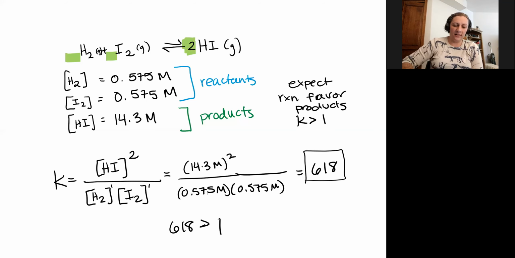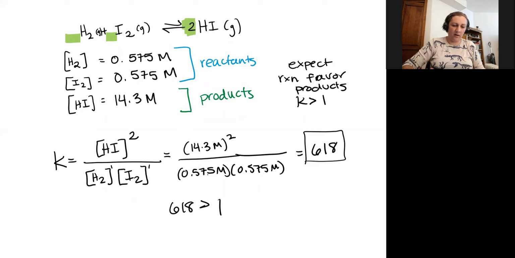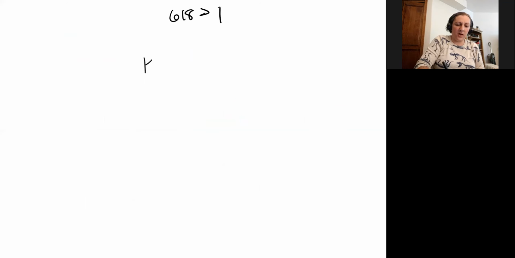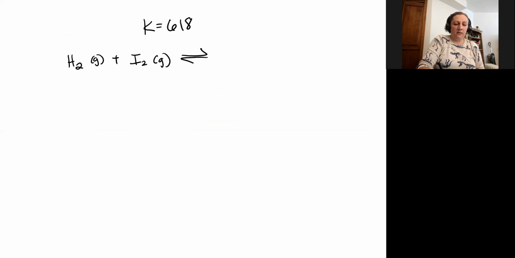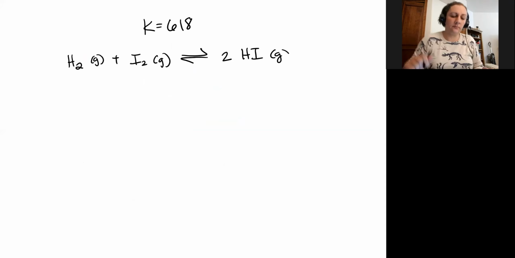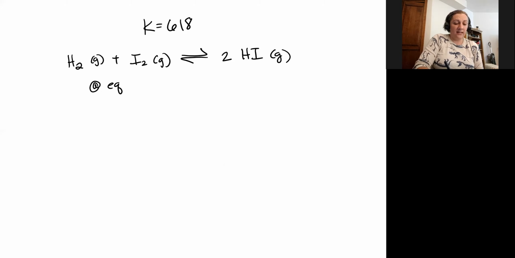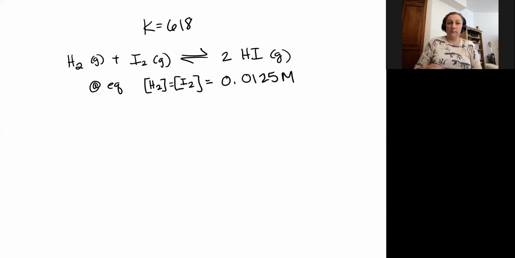Now that I know that K equals 618, let's rewrite our equation here. So we've got an equilibrium constant of 618 for our reaction between hydrogen and iodine, forming 2 hydrogen iodide. Let's say at equilibrium, I know that my reactants are actually quite a bit less concentrated. Let's say that my hydrogen and my iodine have the same concentration, and it's actually now 0.0125 molar.